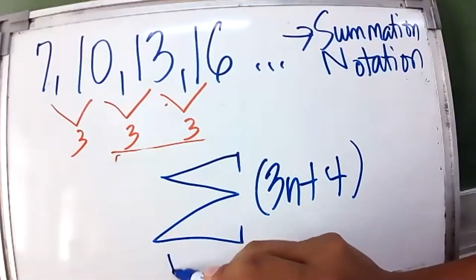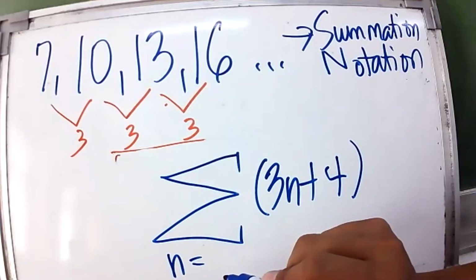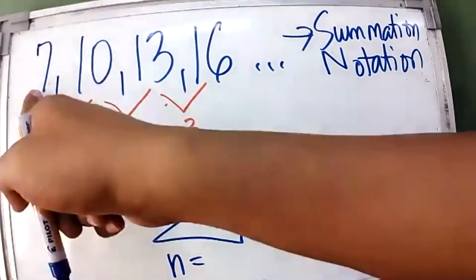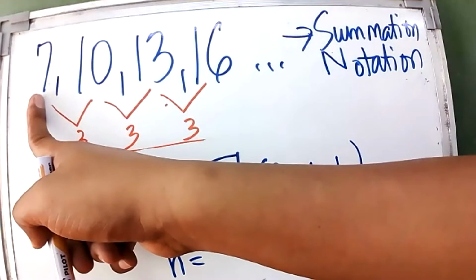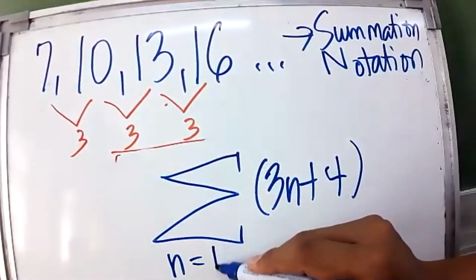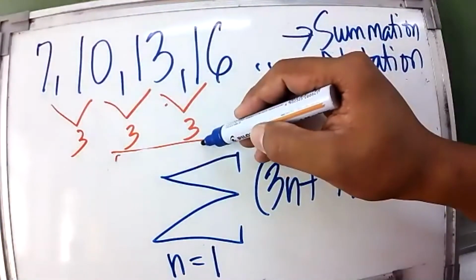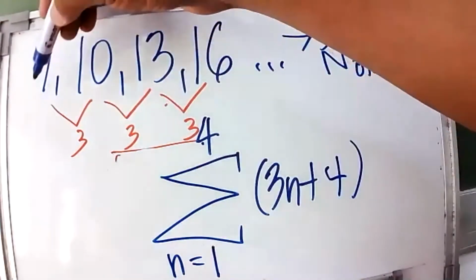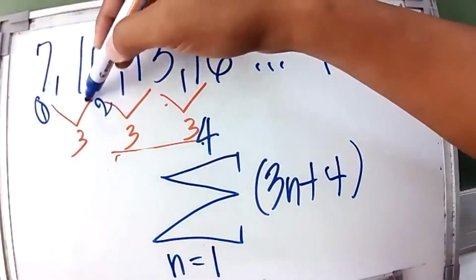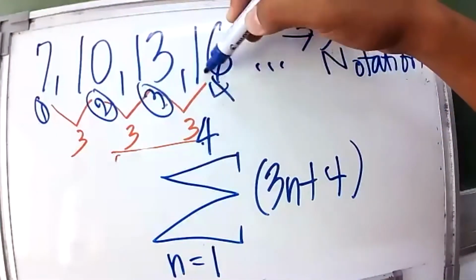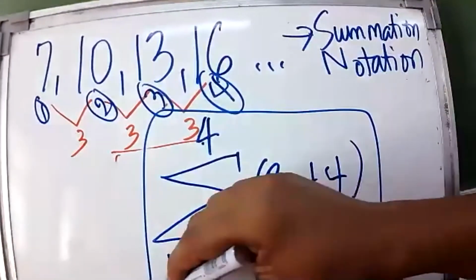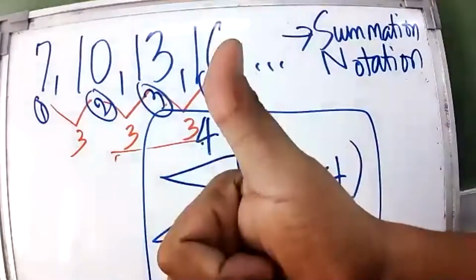And do we still need to solve for our indices? No need. It's from n equals 1 to 4, because this is a sub 1, a sub 2, a sub 3, a sub 4. That's it, and we're done. Thumbs up if you got the same answer.